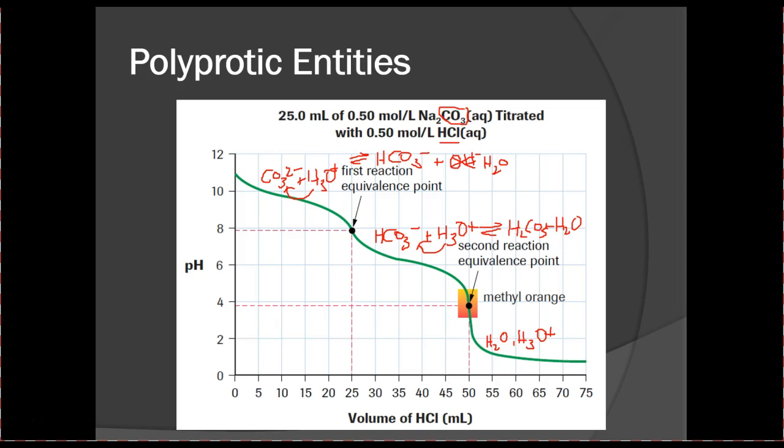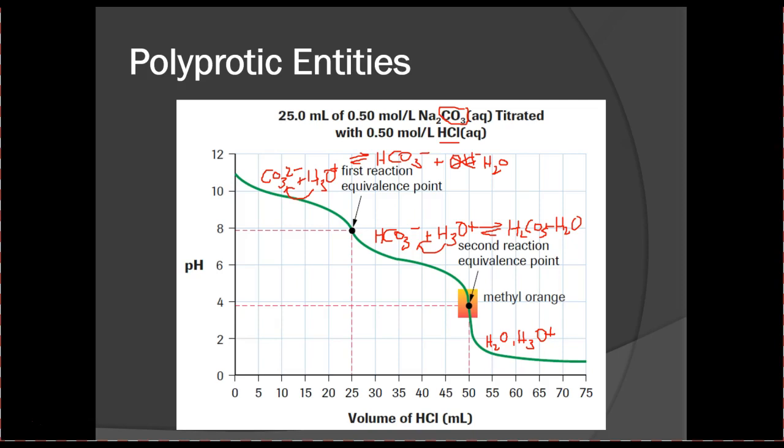So we know then that the carbonate ion is a polyprotic substance because it was able to accept one proton to turn into hydrogen carbonate and then accept another proton to turn into carbonic acid. It is no longer able to accept any more protons because it doesn't have any more negative charge. And there's no such entity out there as H3CO3+. So it's basically filled up its portion. So this is what would happen if we have the titration of a polyprotic entity.